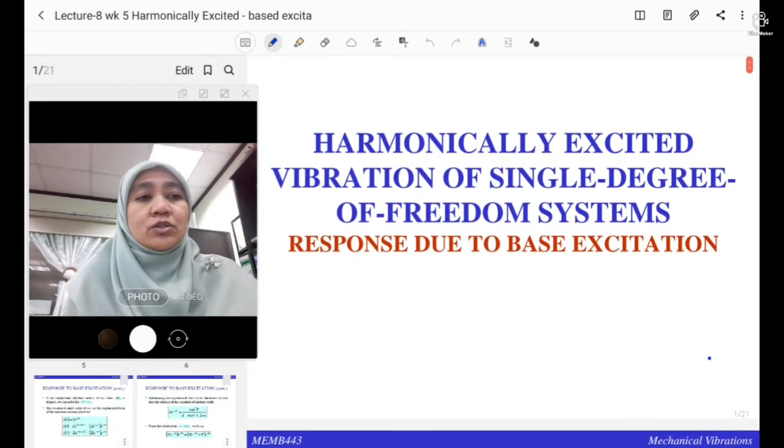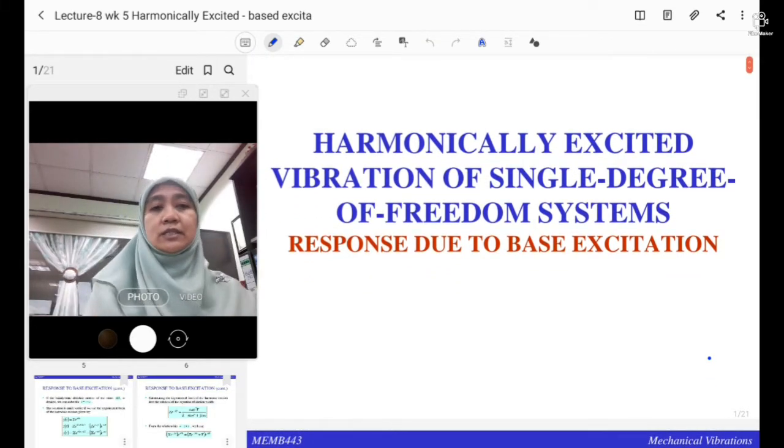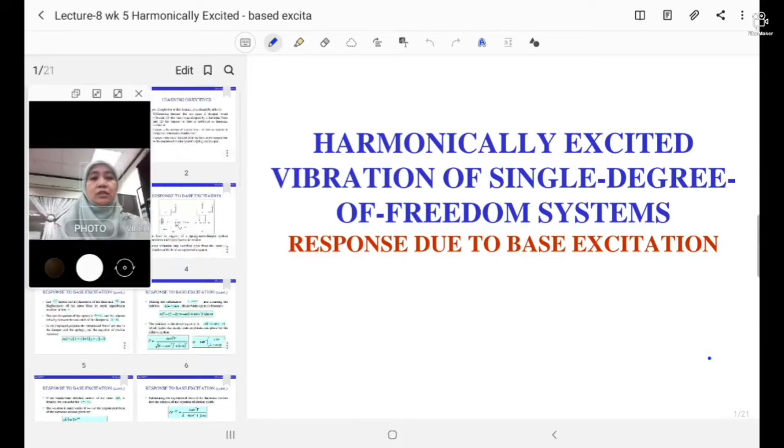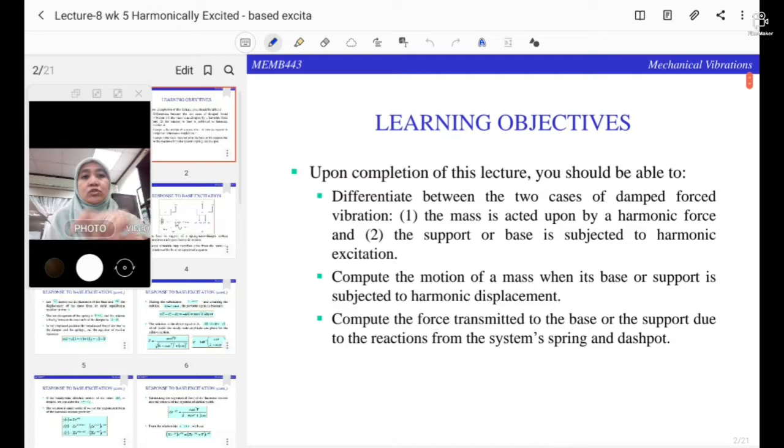Okay. So basically this kind of system, if you look at it, actually has another input where the input is not at a fixed base. That's why it's called base excitation. So first of all, let me go through the learning outcomes for today's lecture.